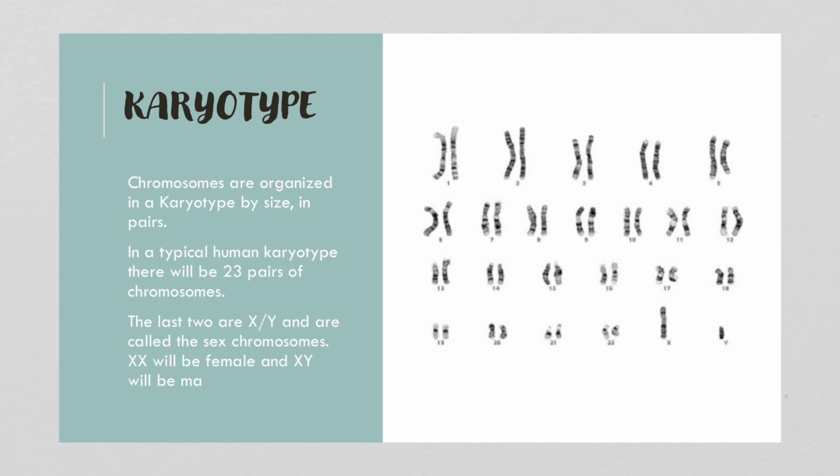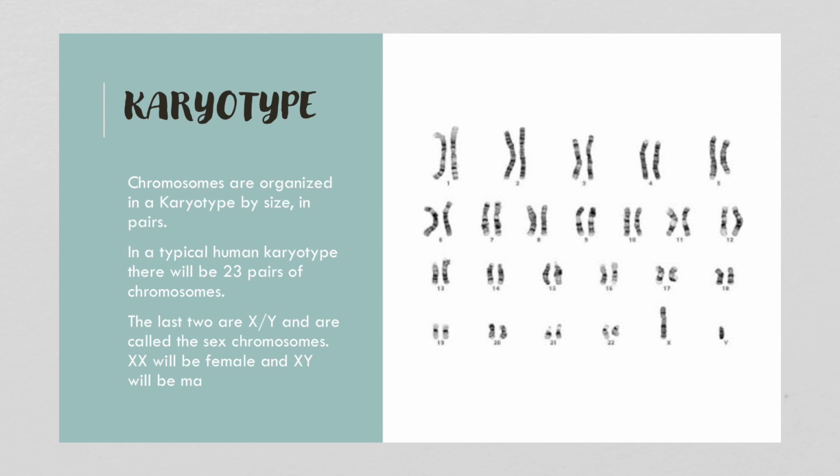So what happens is you arrange the chromosomes by size and in pairs. And basically, the easiest way to do that is to find a cell that's undergoing metaphase, so that they're all nicely lined up. You can take a picture and then blow them up. And in the olden days, people would literally cut the chromosomes out and line them up and take a picture. In a typical human karyotype, there would be 23 pairs of chromosomes.